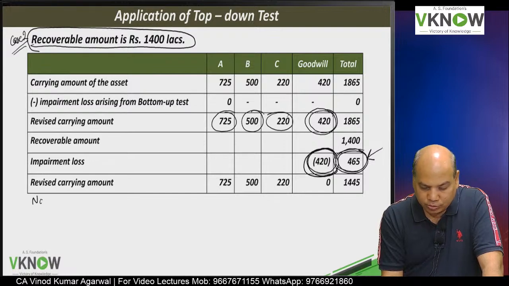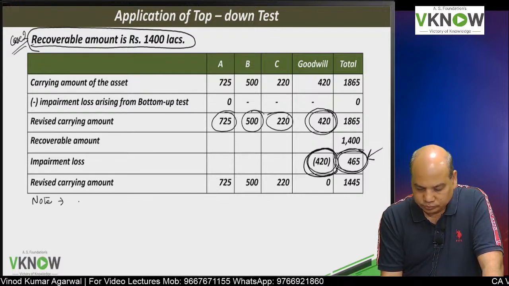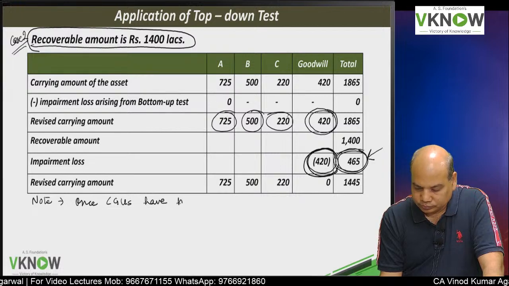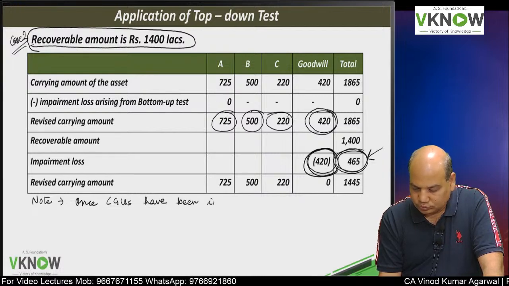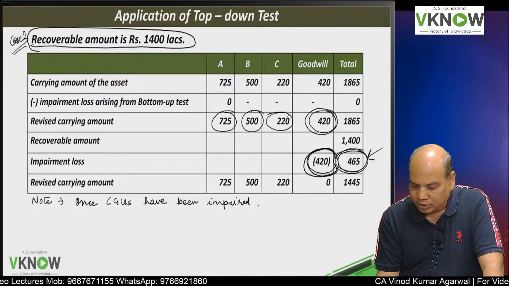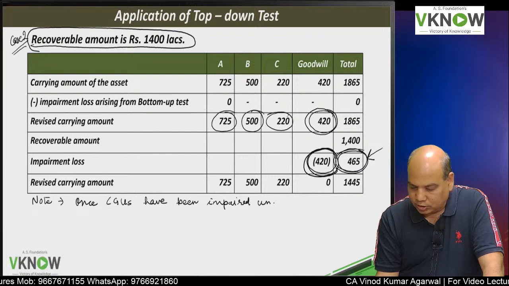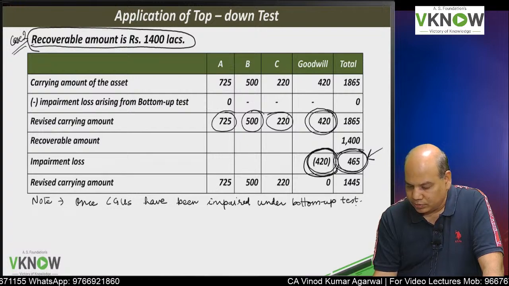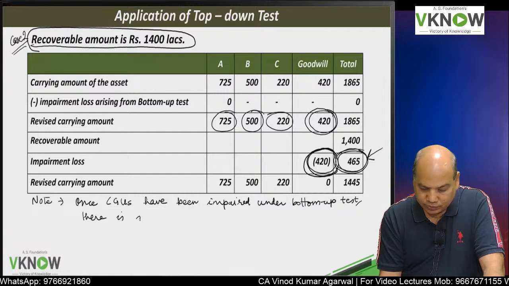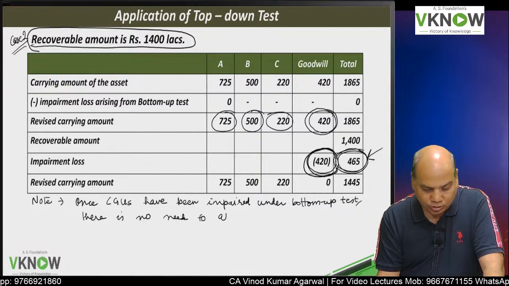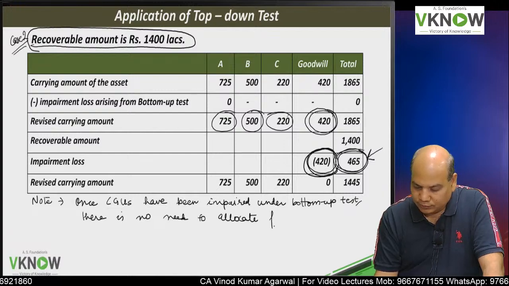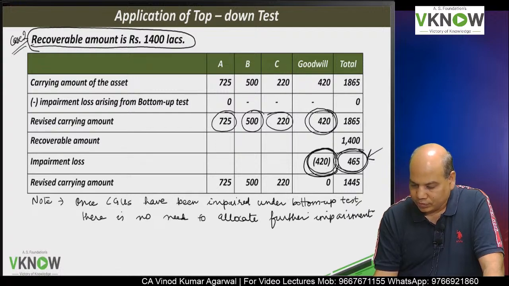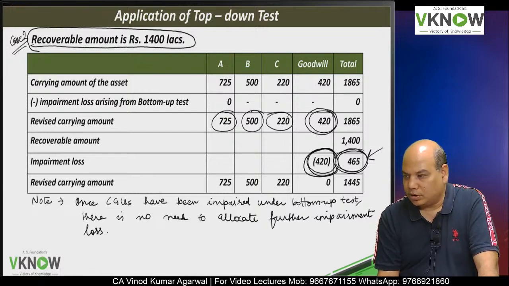Write a note here in your book. Once CGUs have been impaired under bottom up test, there is no need to allocate further impairment loss.